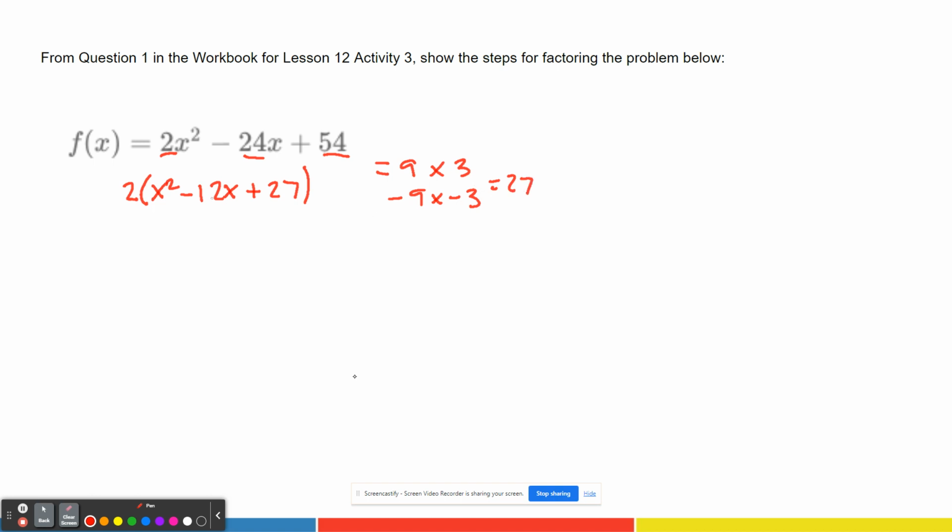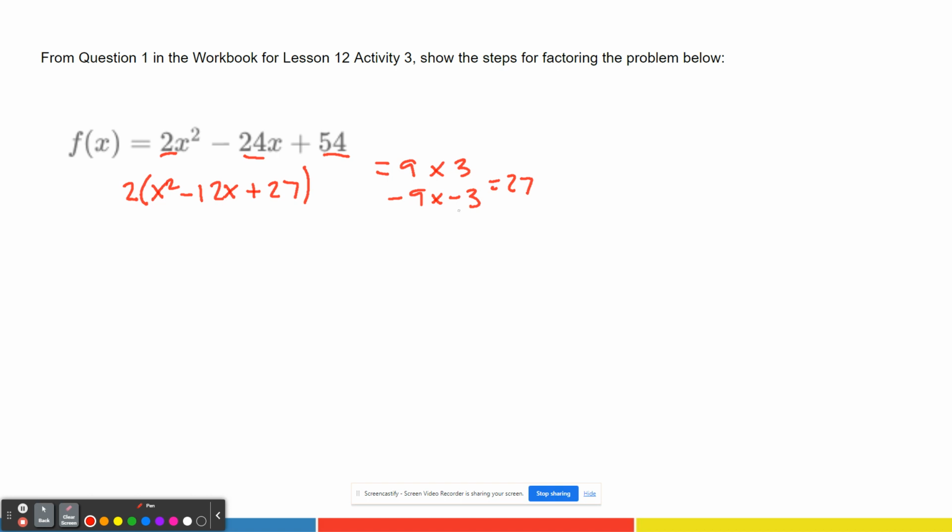But now on this inside, this negative 12 here, we want the two numbers that multiply together to add to this negative 12. So when I think about 9 times 3, if I was to add those, 9 plus 3 is positive 12. Okay, it has to be negative.